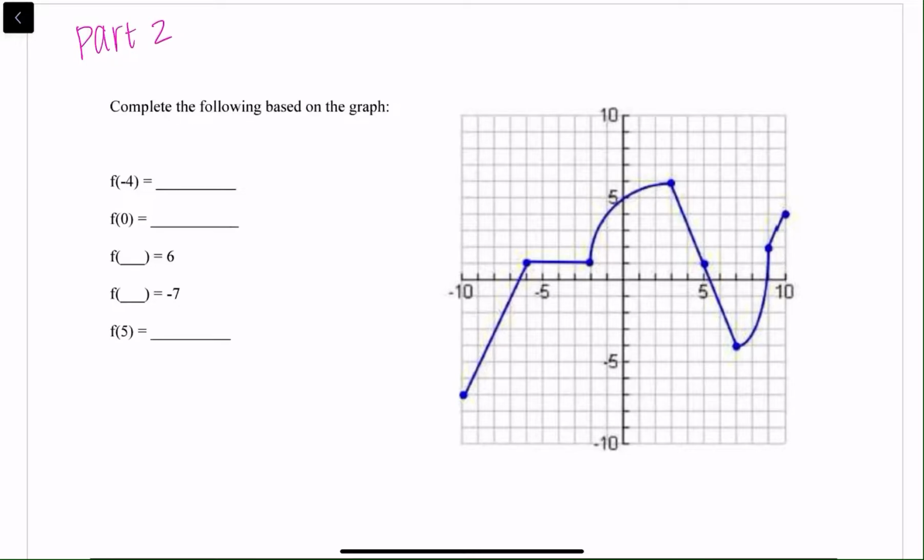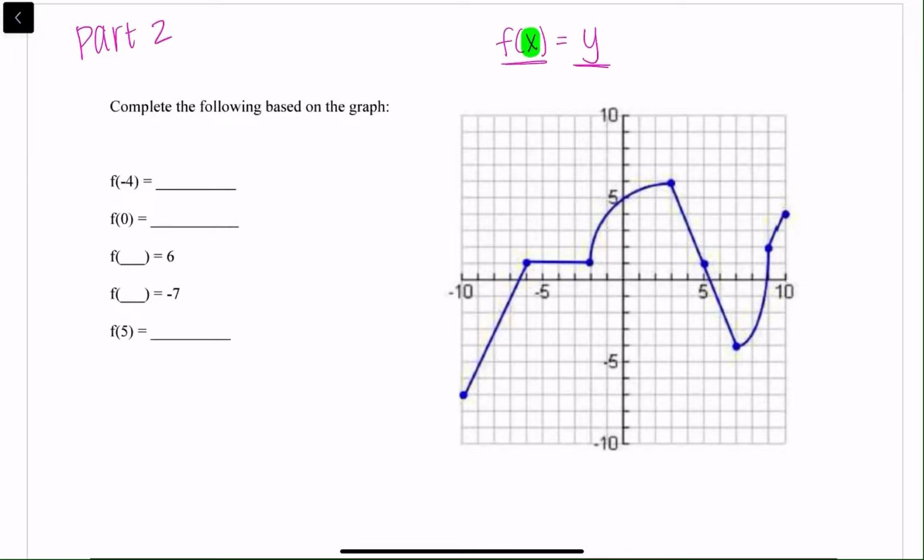So remember when we replaced our x, we called that an input value. And when we had f of x equals, that would give us our output value. So f of x equals y. And I'm saying that to show you that f of x is the same thing as a y value. And my input value is my x value.